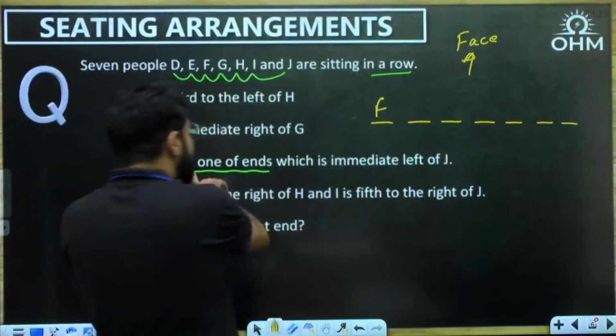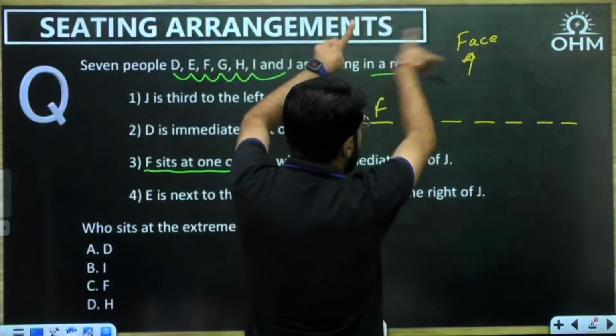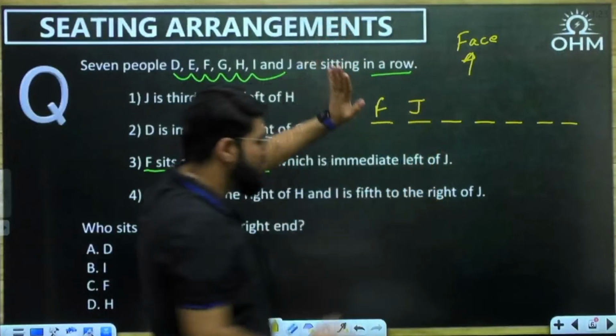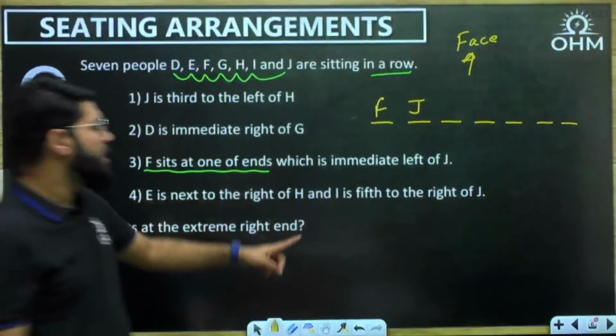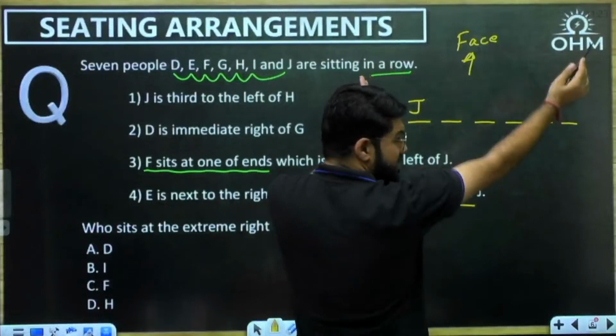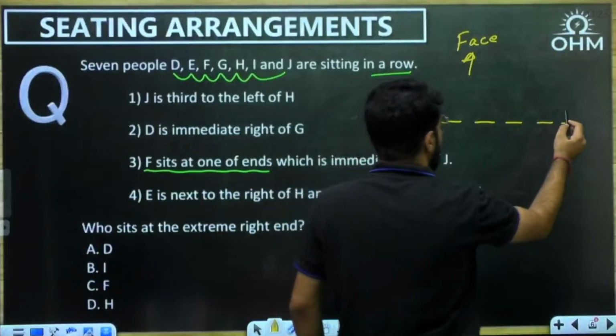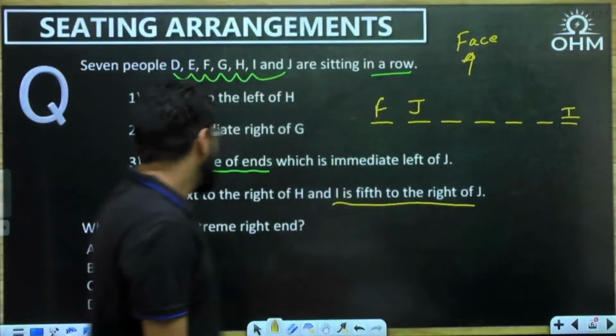So F is at one of the ends, which is left of J, that means J is right of F. This is where they are facing, so J is to the right. This is correct now. I is 5th to the right of J: 1, 2, 3, 4, 5. This should be I. So I is also done.